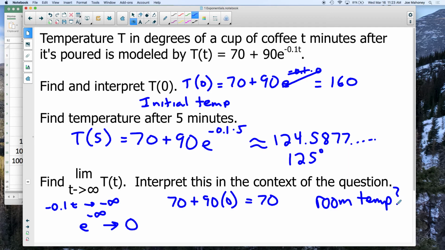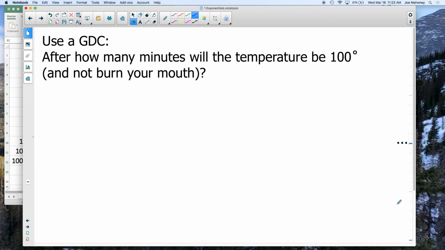Now, you might be thinking, okay, that's pretty cool. I can plug in numbers and get the temperature. What if I want to know, for example, when the temperature is 100 degrees so I don't burn my mouth? Okay, so now you're solving for the exponent. We're going to get to that in a little bit. We'll have some fun with that soon, believe me. So maybe use your graphing calculator. Give it a shot if you haven't done so already. Graph it. See if you can solve this graphically.